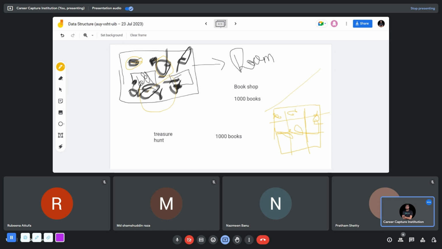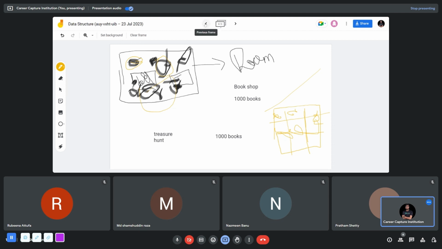Easy. It will be easy for me. Anyone else? It is easy. It is easy because I have organized my books in such a way that I can find all my books in one place. This is the same case where we use the data structure. In the first case, we organize the data.